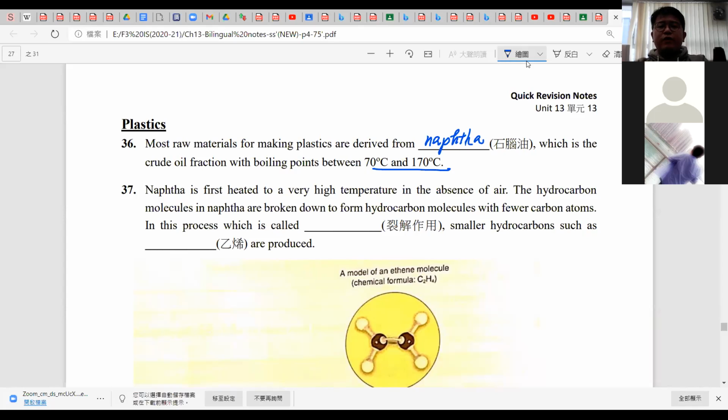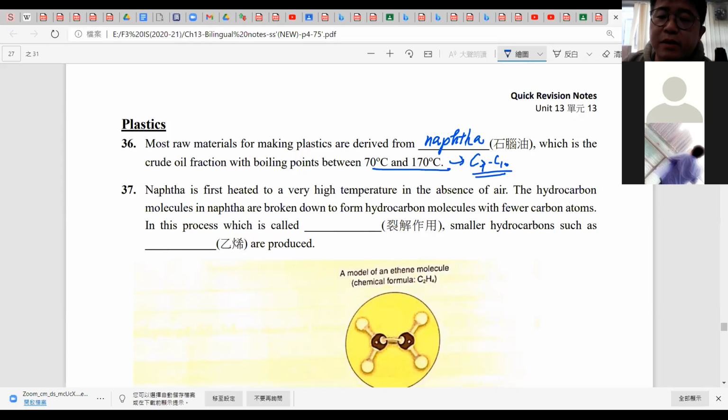It is not the heaviest boiling point fraction and not the lowest. It is in between, in the middle. So naphtha is a good starting material for making the crude oil fractions. What is the size of the hydrocarbon? You find that it is from 70 to 170 degrees, so it will be about 7 to 10 carbons. Remember this one: hydrocarbons of about 7 to 10 carbons.